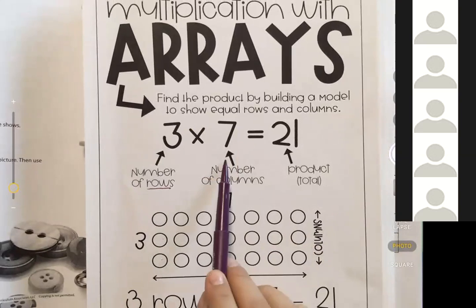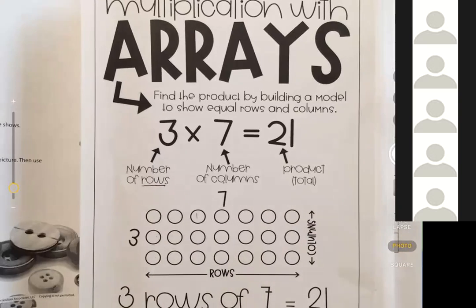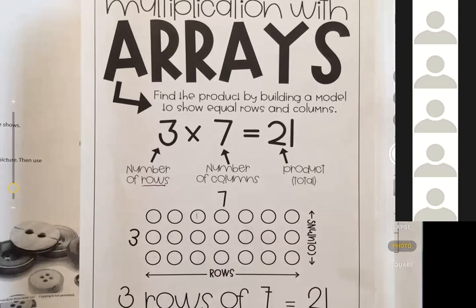Your second number is the number of columns. Columns go up and down. Think about if you've ever seen a fancy building, like the state capitol. Columns are kind of like those big pillars you see. They call those columns because they go up and down, okay? So rows go across like a movie theater, columns go up and down, okay?